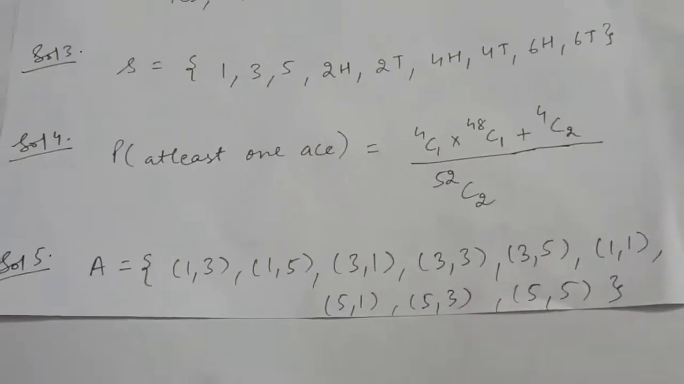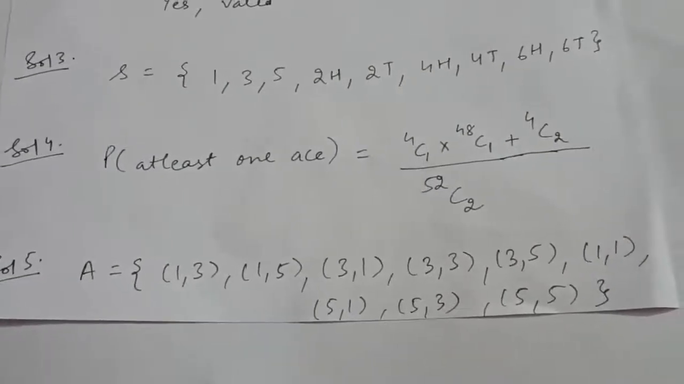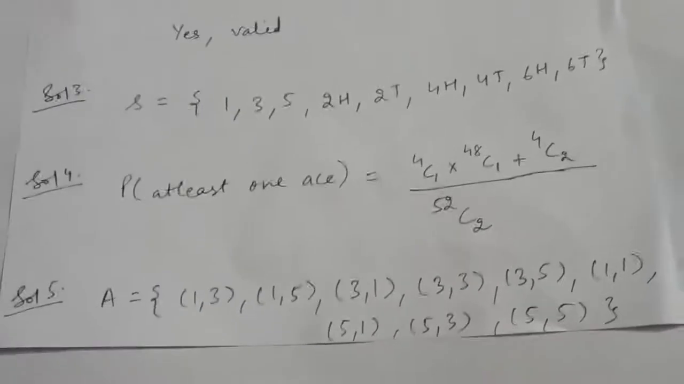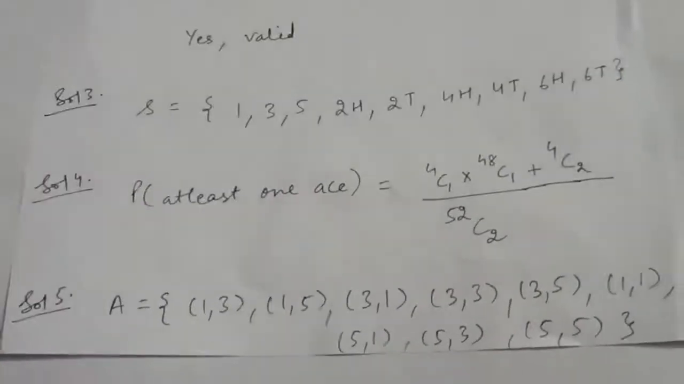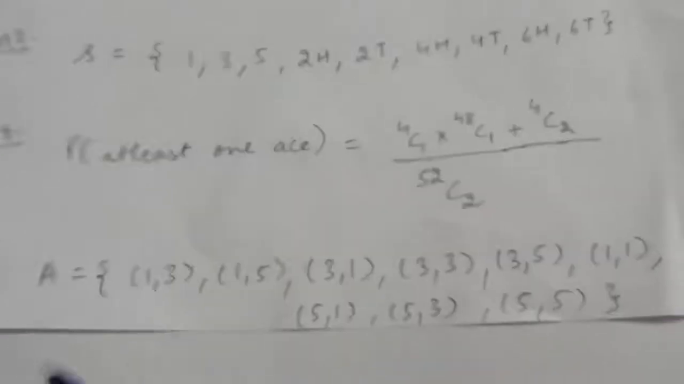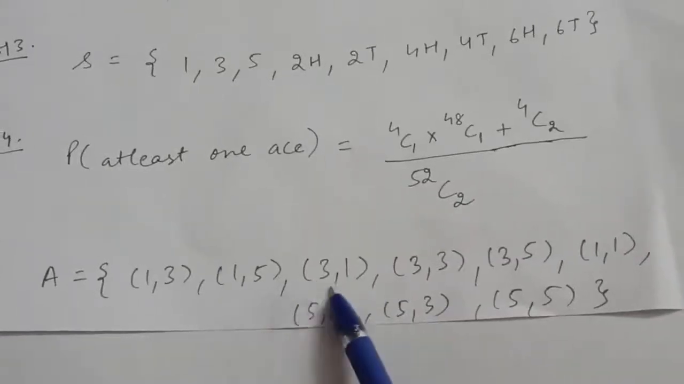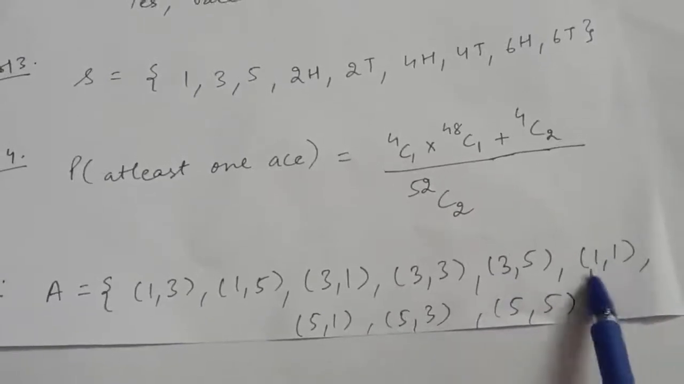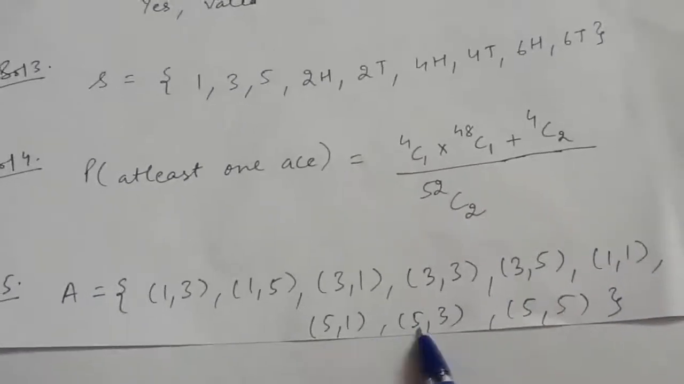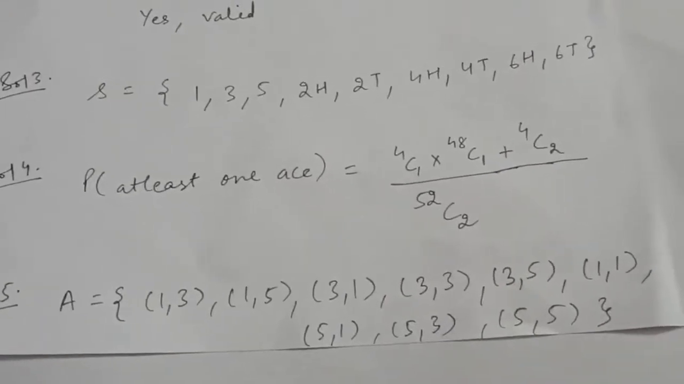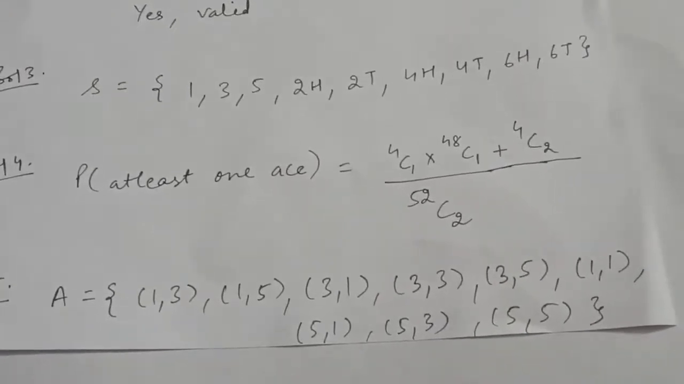Next question number 5 is a die is rolled twice. Describe the event both the numbers appeared on the die are odd. So either it can be 1 3, 1 5, 3 1, 3 3, 3 5, also 1 1, and 5 1, 5 3, 5 5. These are the cases when both the numbers appeared on the die are odd.